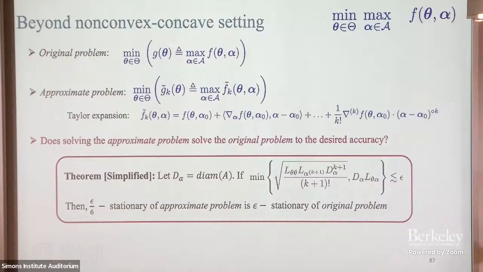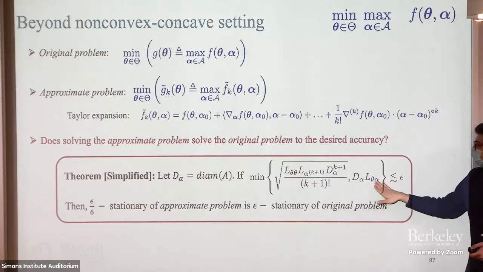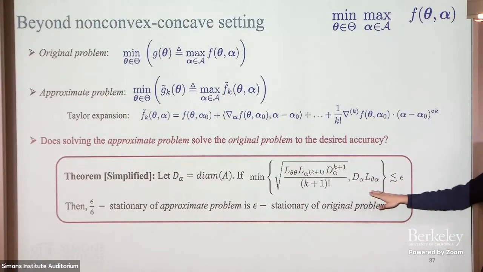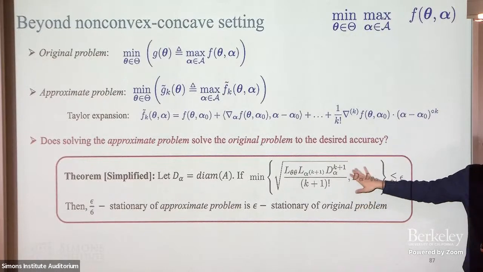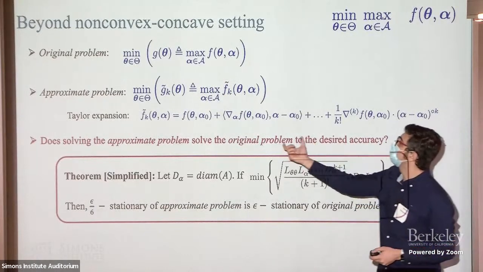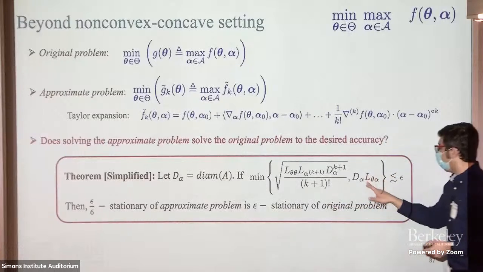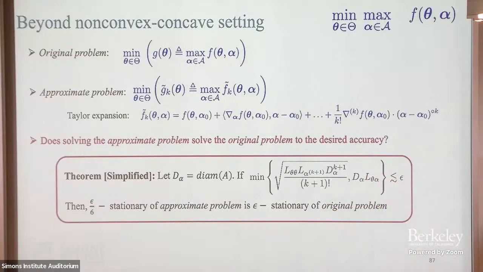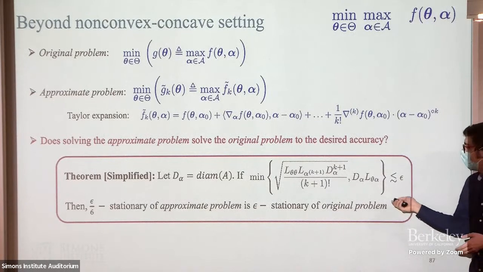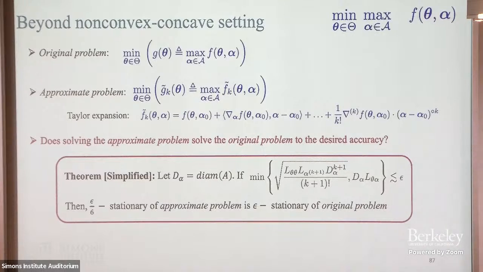So this essentially says that, for example, if this term is less than or equal to epsilon, what does that mean? It means that if your d alpha is small, if your radius is small, or L theta alpha is small, meaning that your coupling is small relative to your desired accuracy. These are the two corner cases. Then you can get the epsilon stationary solution by solving the approximate problem instead of the original problem. Questions? Did I answer?